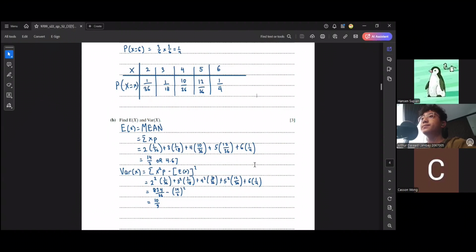And now we need to find the variance. So the formula for variance is sigma x squared times probability minus the expectation x squared. So we can just use this value squared. For this one, we can just do the same formula but with the square. So it will equal 10 over 9. And now Quezon will explain the other numbers.